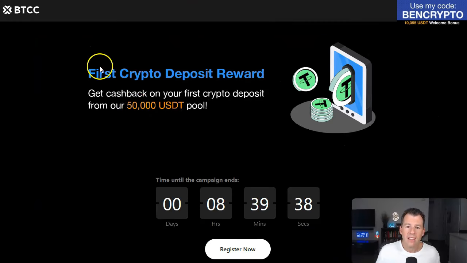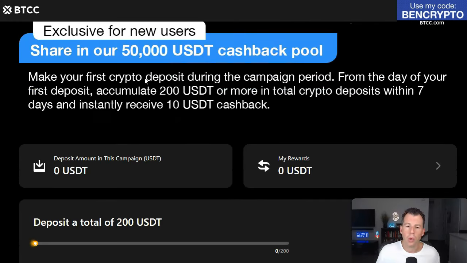Can't complain at all. Then there's the first crypto deposit reward pool. If you create an account on the exchange and then make a deposit of $200 or more within the first 7 days of creating an account, BTCC will give you $10 cash back.